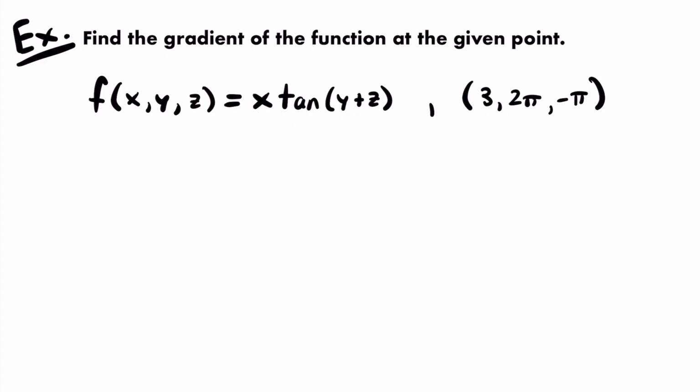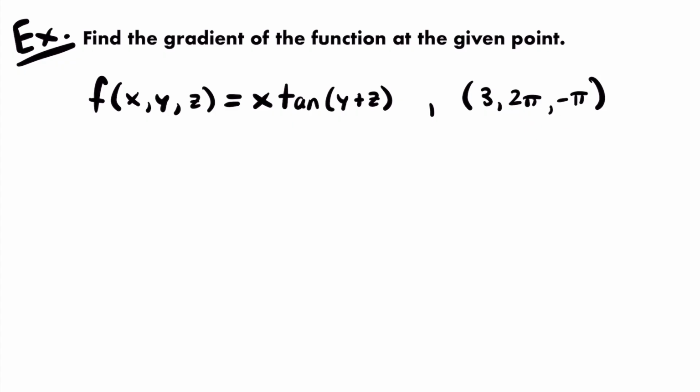For our next example, we want to find the gradient of this function at the given point, and our multivariable function this time around is a function of 3 independent variables. We are given f of x, y, z is equal to x times tangent of y plus z, and the given point is 3, 2 pi, negative pi.